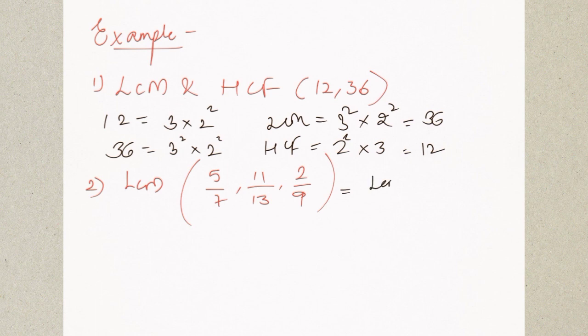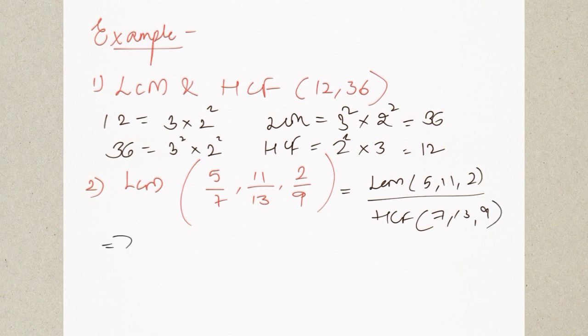First we have to find the LCM of 5, 11 and 2. And then we have to find the HCF of 7, 13 and 9. Okay, so first finding the LCM of 5, 11 and 2. These three are prime numbers, first and foremost thing. So when you do the prime factorization, those numbers only you will get. So you simply multiply. Whenever you see prime numbers and you have to find the LCM, simply multiply. That's the best thing you can do. So what you will get? 5 into 2 is 10, 10 into 11 is 110. That is the LCM of the numerators.